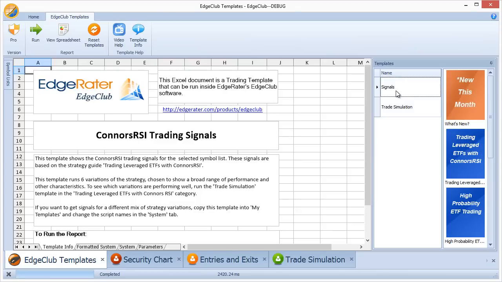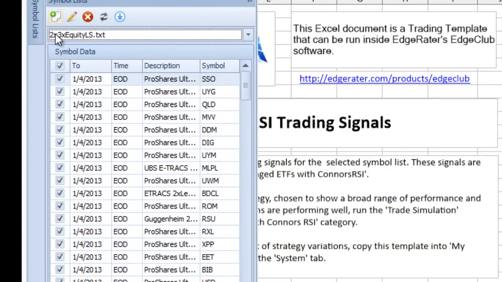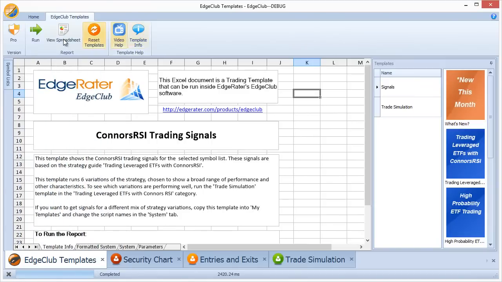So the way that you use the signals template is very straightforward. You basically select the signals template, you select a symbol list, and I have here selected a 2 and 3 times equity long and short list. And I have this updated as of January the 4th, 2013. And all I do is hit run.